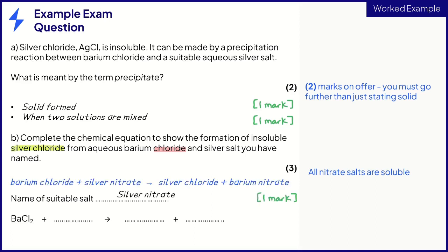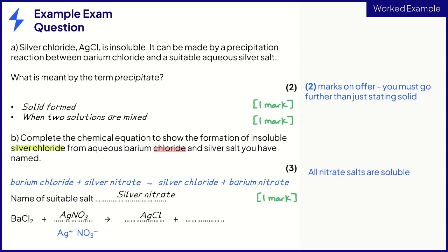This is the word equation for this reaction. You now need to complete the equation using the correct formulae and also balancing. When writing formulae, remember to write down the ions first. This will mean you can check the charges. Silver chloride has been given to you already. For silver nitrate, both ions are equal and opposite, 1 plus and 1 minus, so the formula is AgNO3.